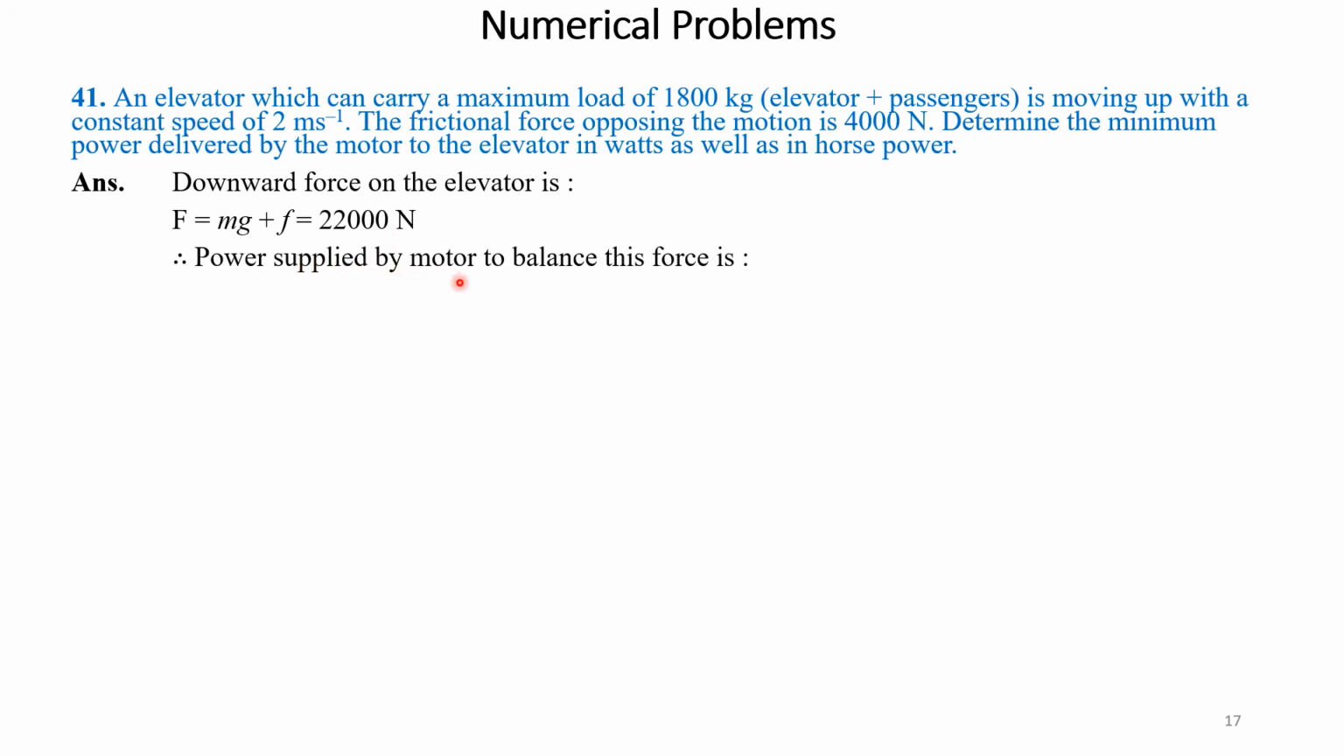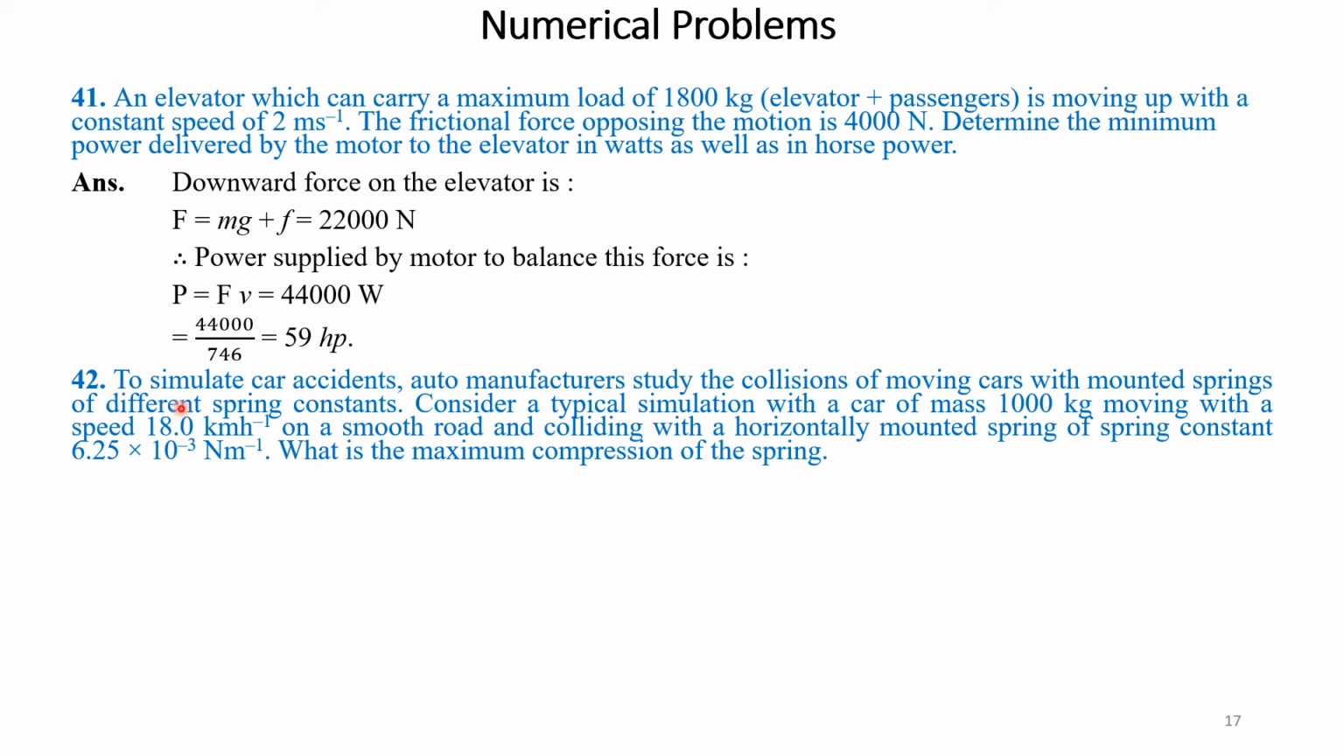So therefore the power supplied by the motor to balance this force is given by P is equal to F into velocity. That is equal to 22,000 newtons into velocity, 2 meters per second. Answer is P is equal to 44,000 watts. To convert watts into horsepower, we have to divide by the factor 746. Therefore, it is 44,000 divided by 746, that is equal to 59 horsepower, HP.